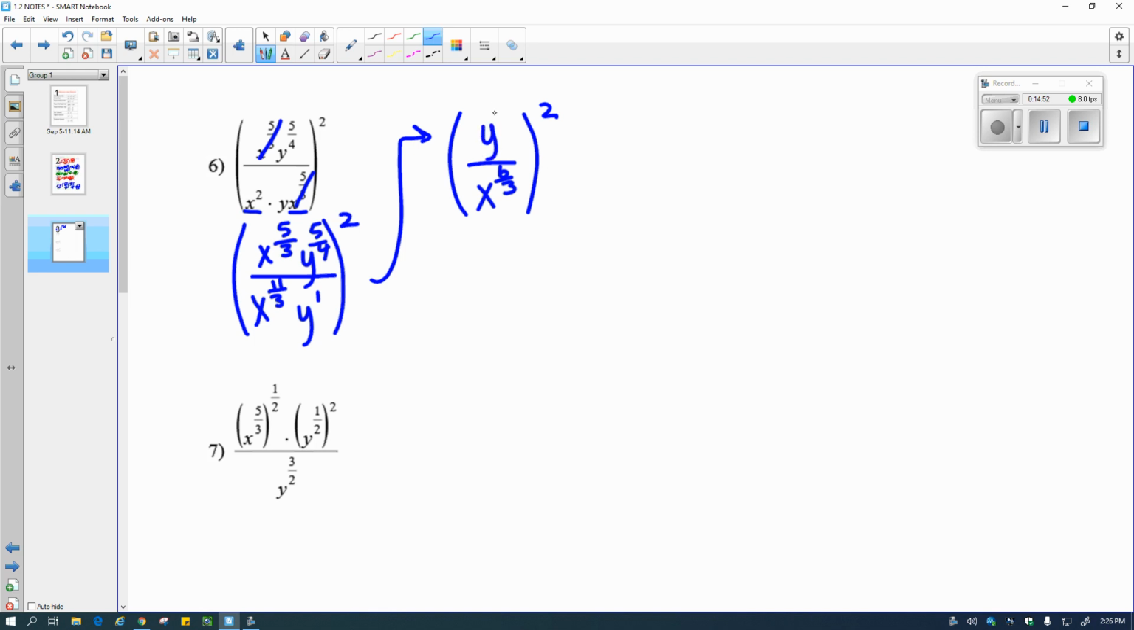On the top, I have y to the 1/4. When I subtract that, 5/4 minus 1, then I can bring my power through. So that's y to the 1/2 over x to the 6 thirds, which is equivalent to 2, so x to the 4th when I'm done with that. And that becomes my final answer on that one.